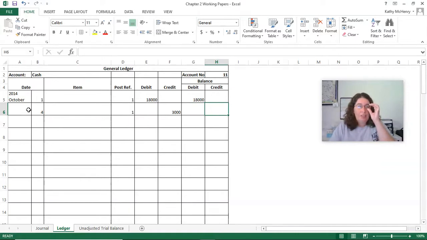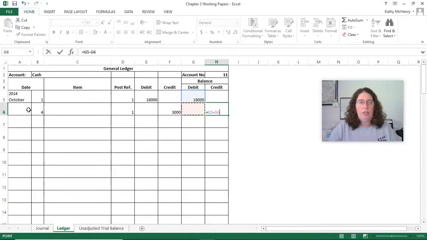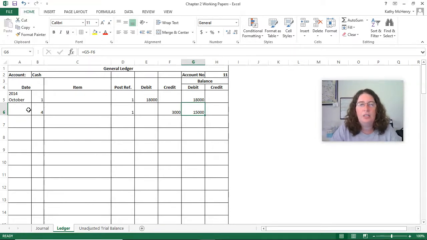Okay. This is where it gets different. So this balance column is here to keep track of the balance of your account, right? So here we had a debit of $18,000. We are now crediting the account for $3,000. So we need to subtract those two numbers. So I'm going to have Excel do that for me. We now have a debit balance of $15,000.